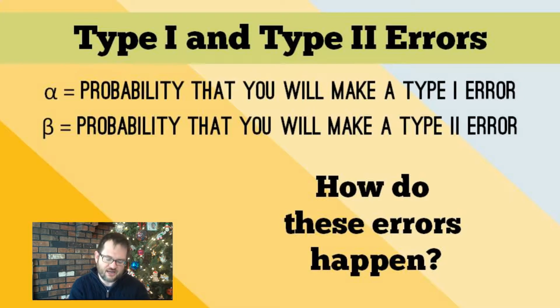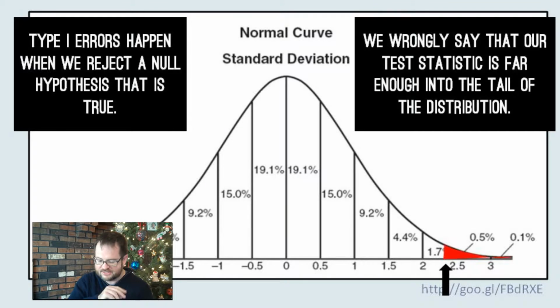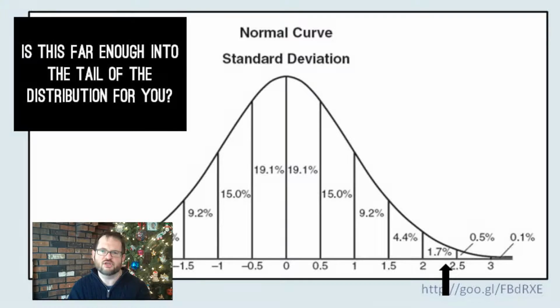Let's think about how these things are going to happen. Okay, I'm going back to my diagram here of the standard bell curve. Type 1 errors, remember, occur when we reject a null hypothesis that's actually true. Well, we're wrongly saying that our test statistic was far enough into the tail of the distribution. But here's the deal. How far is far enough? I mean, I labeled there with a black arrow a value of z about 2.3 or something like that. That's pretty far out there in the tail of the distribution. But you know what?